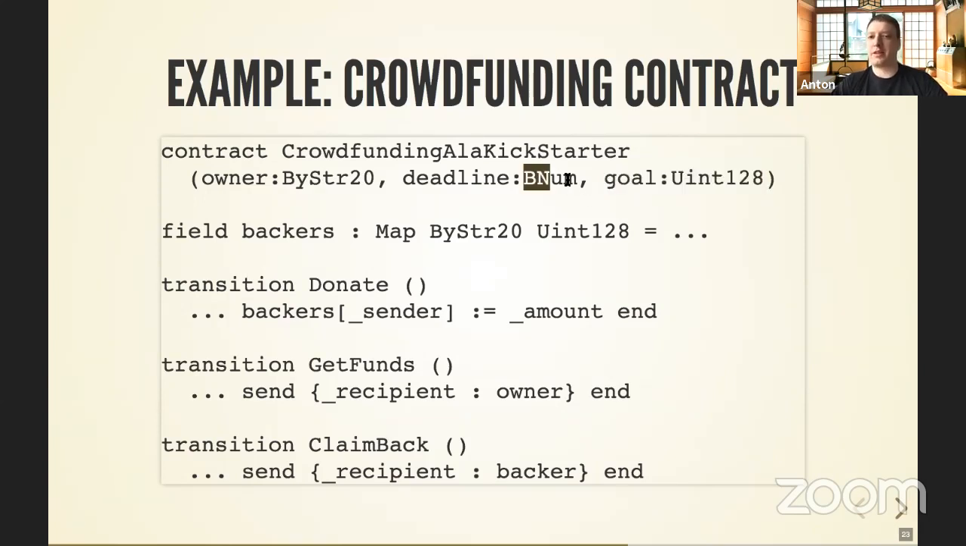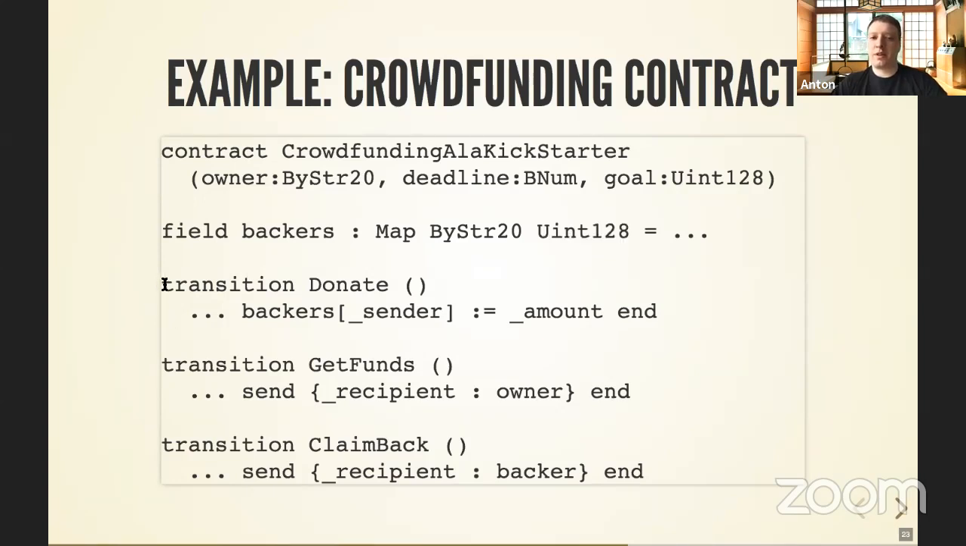And I remind you again that BNUM means block number. That's like the blockchain notion of time. And this is an unsigned integer of 128 bits. That's how we count zils, or tokens. And you have this accounts field map, but here it's called backers. And that's again the same map from addresses into the amount of funds each address donated.